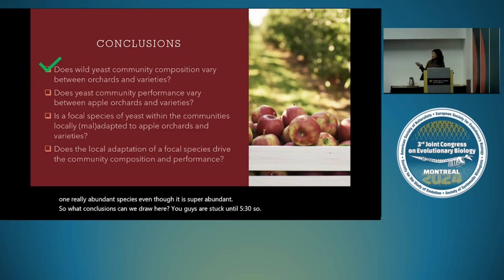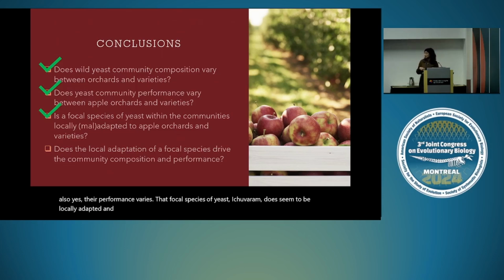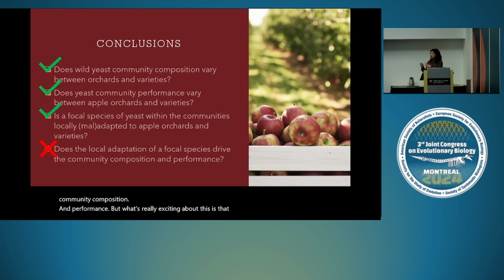First, does wild yeast community composition vary between orchards and varieties? Yes. And also, yes, their performance varies. That focal species of yeast, HURM, does seem to be locally adapted and sometimes locally maladapted to different apple orchards and varieties. And finally, the local adaptation of this focal species does not seem to be driving the community composition and performance. But what's really exciting about this is that it's almost a new system to study the repeatability of evolution, and I'm going to be addressing those questions, so get excited.